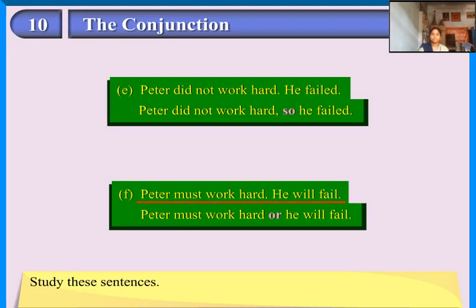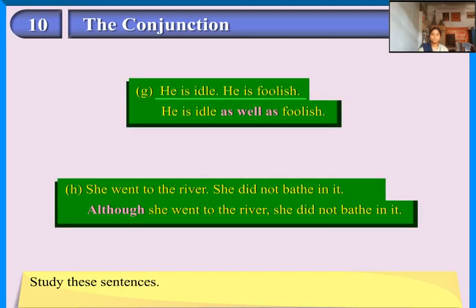Peter must work hard. He will fail. Peter must work hard or he will fail. He is idle. He is foolish. He is idle as well as foolish. She went to the river. She did not bathe in it. Although she went to the river, she did not bathe in it.